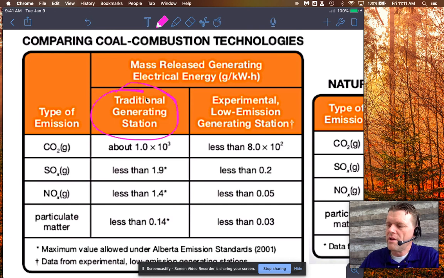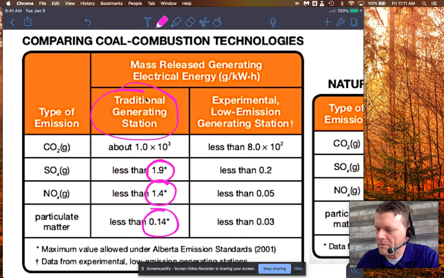Okay. So we have some asterisks here. These here are actually the maximum limits allowed. So there's an Alberta emission standard. Obviously, the government imposed some maximum values to try and curb pollution, which is awesome. We definitely need that. But there's a number of generating stations here in Alberta that are doing way better than that. And so this highlights an experimental low emission generating station.